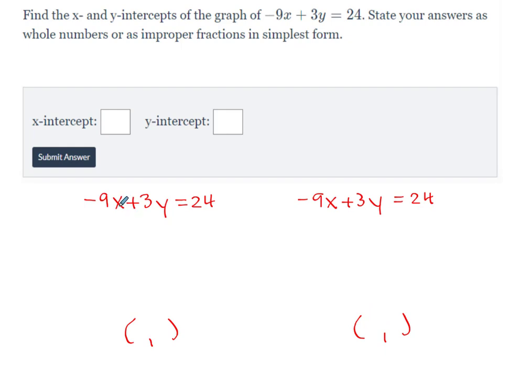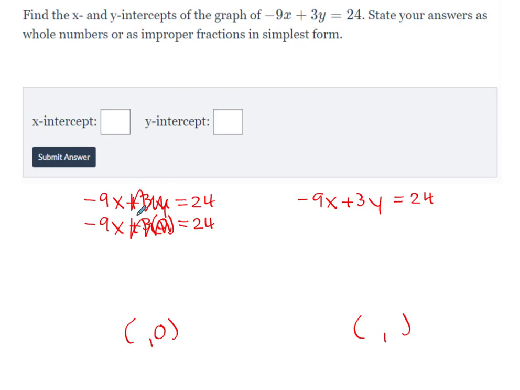But in the first one, I want to find out what x is. And so I will substitute a 0 for y. So right here, I'm going to put a 0 in, and it could look like this: negative 9x plus 3 parentheses, in goes 0, equals 24. Now notice that when you plug in a 0 here, it basically gets rid of this right here. So in your mind, this can just disappear.